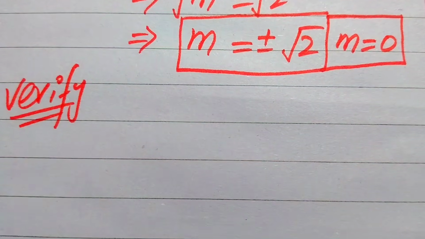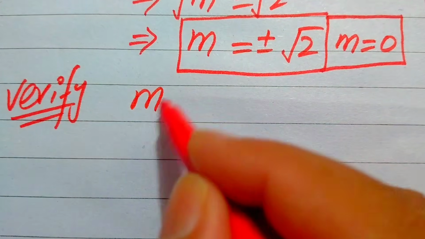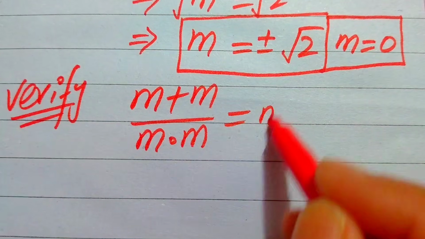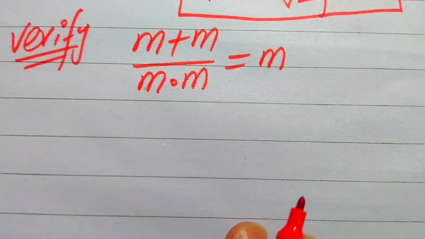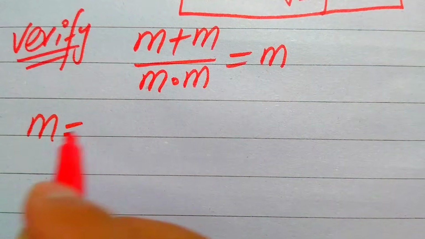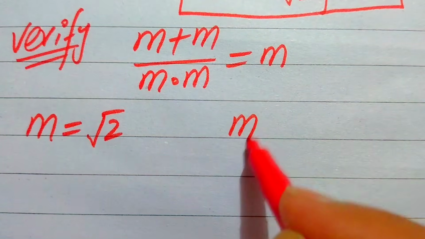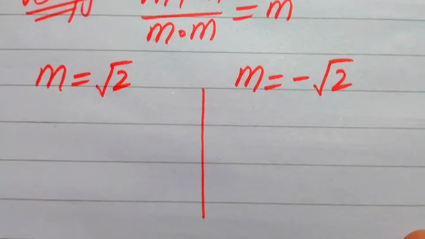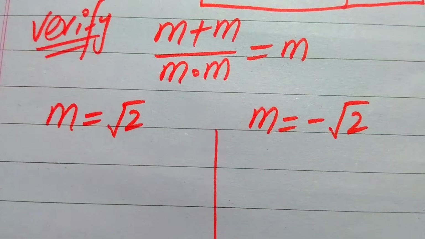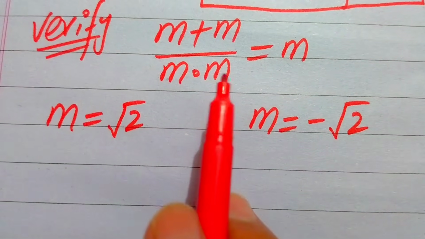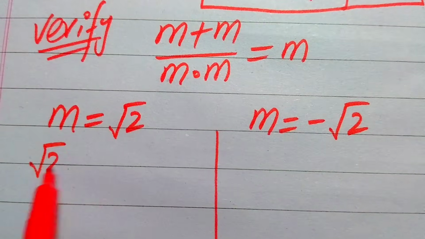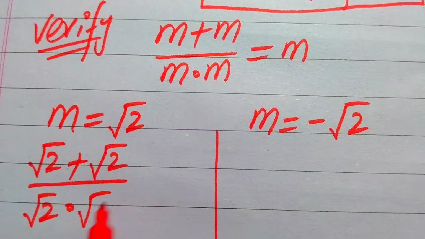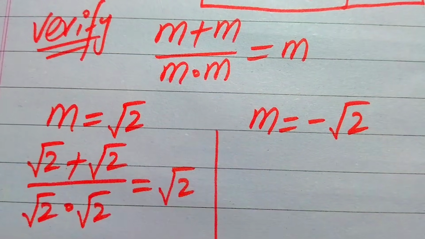So further we verify these roots, and for this first we copy down the given question statement. Here it is m plus m divided by m multiplied by m is equal to m. And in this side we verify m is equal to plus square root of 2, and in this side we verify m is equal to minus square root of 2. So first we verify both of these two roots, and then we move towards our third root. So now here we substitute m is equal to square root of 2 on both of the sides, and this will be written as square root of 2 plus square root of 2 divided by square root of 2 multiplied by square root of 2 is equal to square root of 2.